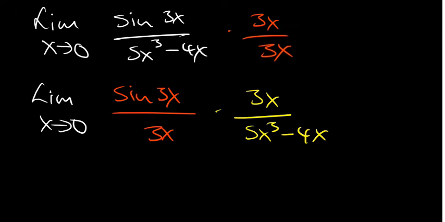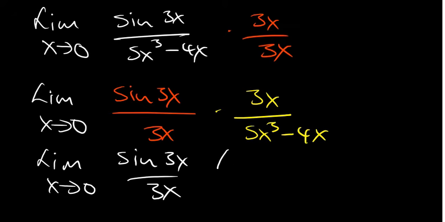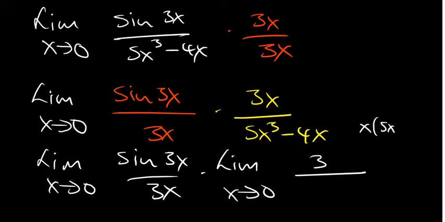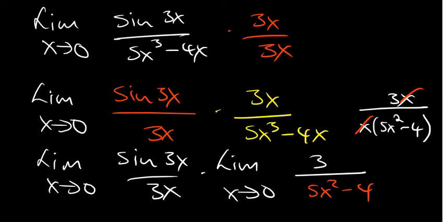Okay, so let's distribute the limit. The limit as x approaches 0, sine 3x over 3x, and then the limit as x approaches 0 for the other part. So we have 3 over, so we factored out an x there. On the denominator part, you know that if you factor out x, you're going to have 5x squared minus 4, right? And then on top, you've got 3x. So the x can divide. So you have 3 over 5x squared minus 4 remaining.